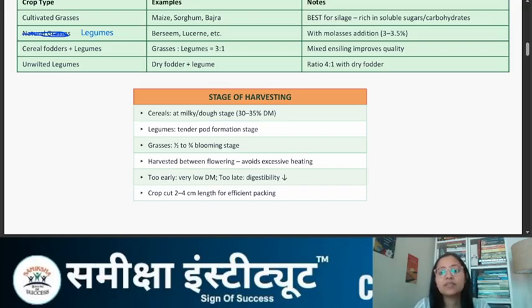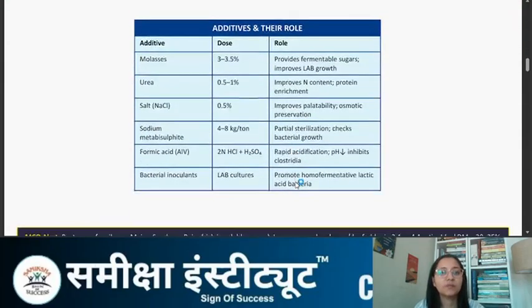We discussed about this in yesterday's class as well. Okay, very early there will be very high moisture content, very less dry matter content. So the stage of harvesting is important, and it should be cut at 2 to 4 centimeter length for efficient packing. Basically, the aerobic pockets should not be there, so we need to go for higher cutting, chopping of the forage. Then crops which are suitable, and then the additives that are added.